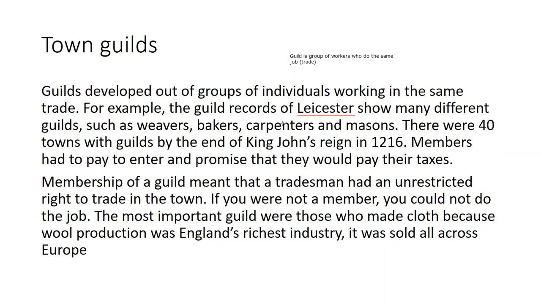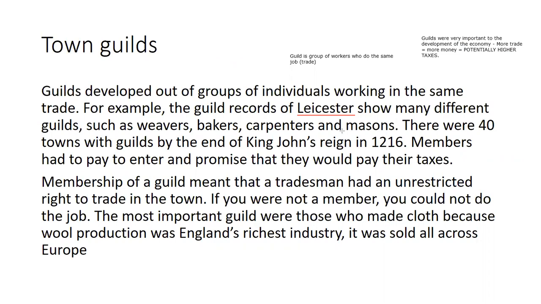And there were 40 towns with guilds by the end of King John's reign in 1216. Now, what you've got to understand is that these guilds were very important to the development of the economy. More trade equaled more money. More money, potentially higher taxes. A bit like in our society today, if you earn a certain amount, you get taxed more because you earn more.